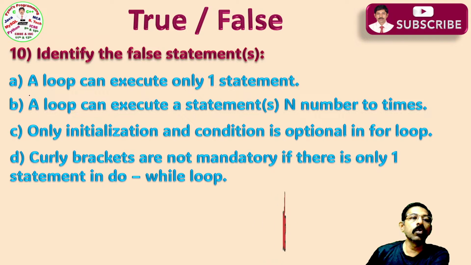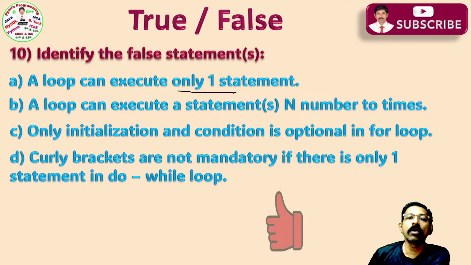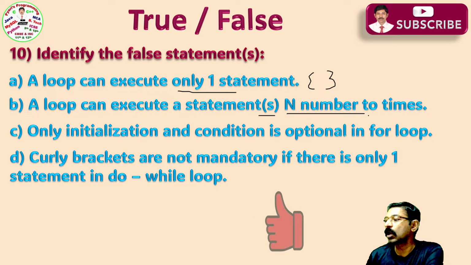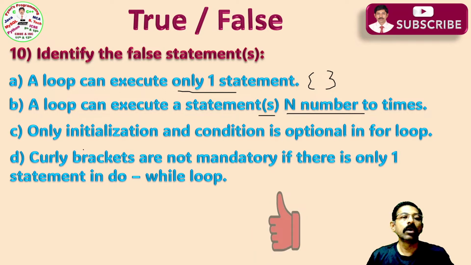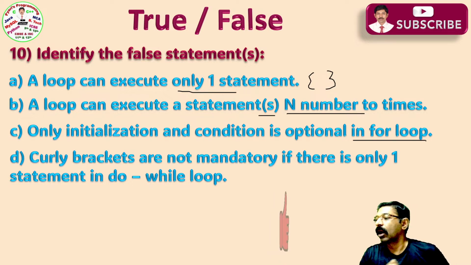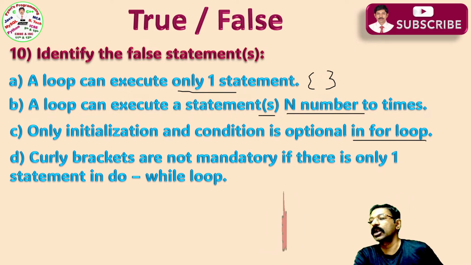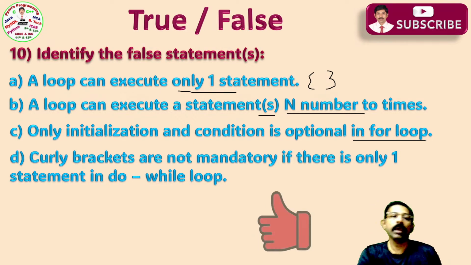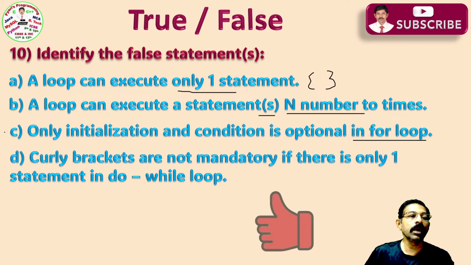Here this one is true. A loop can execute only one statement. If I want to execute more than one statement, it has to be enclosed within curly brackets. A loop can execute a statement or statements n number of times, depending on the loop condition. Only initialization and condition is optional in for loop? No. Already I have shown you initialization, condition and updation. All three are optional. So C is false.